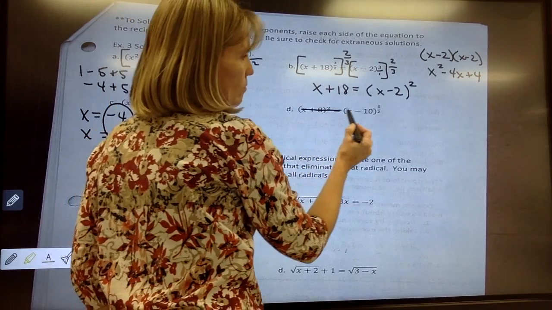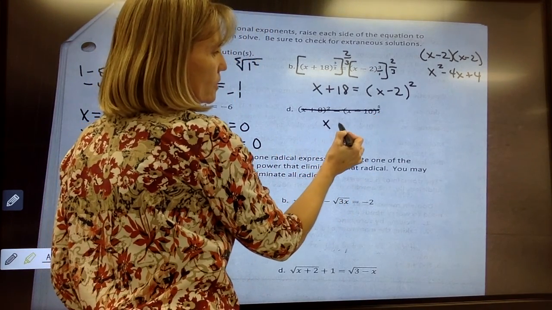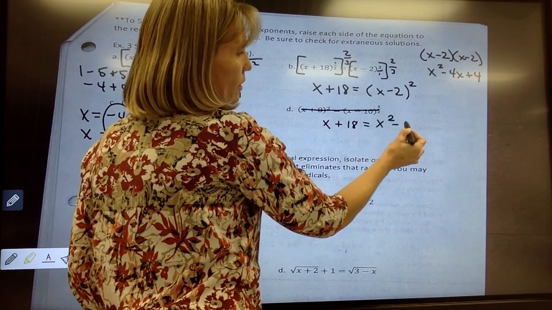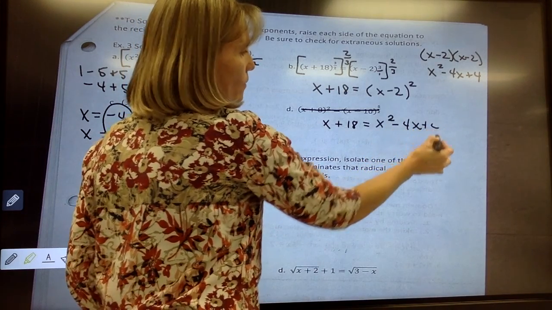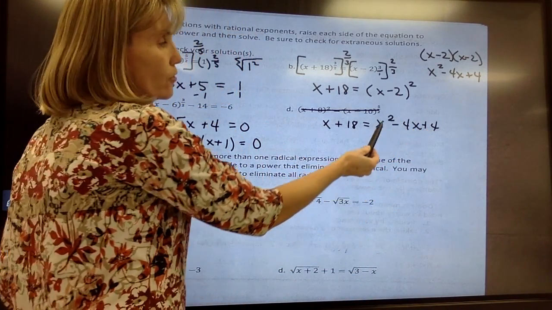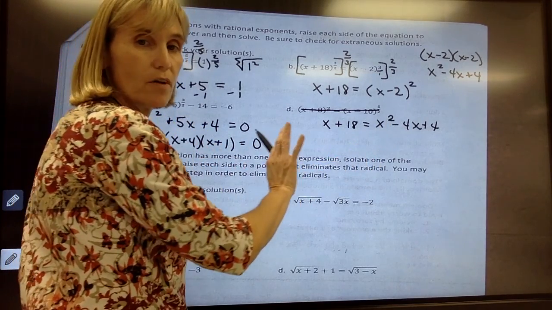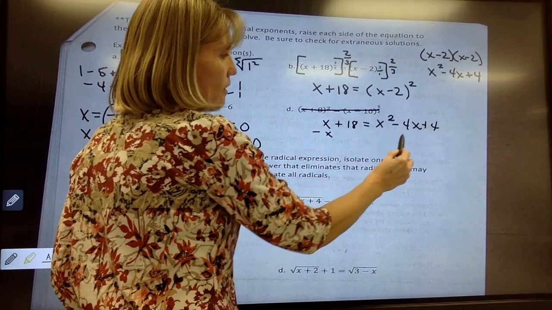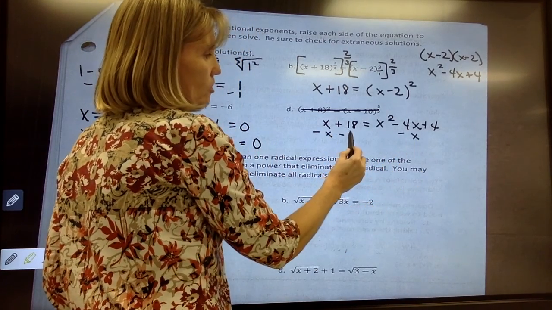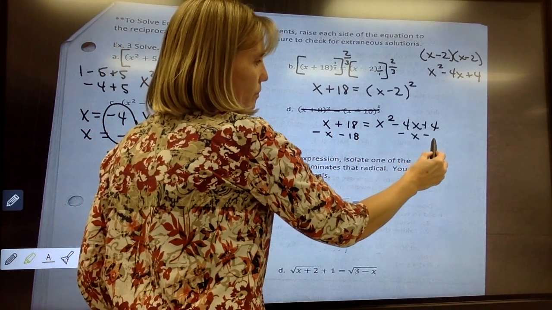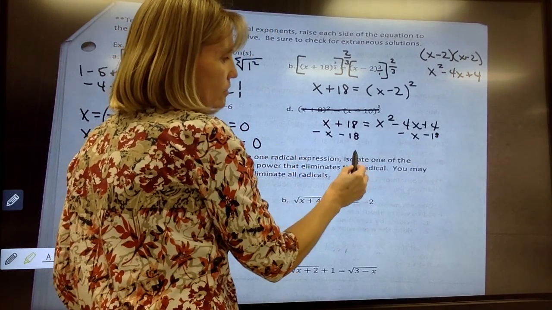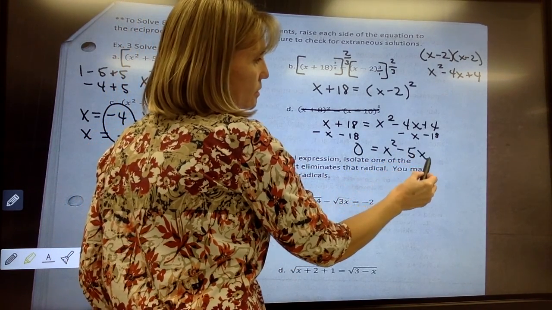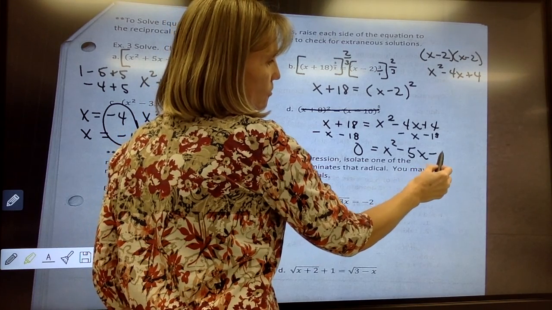Okay, I'm going to just go beyond this. So I'm going to have x + 18 = x^2 - 4x + 4. So what I'm left with is a quadratic. It's got a squared term, so I've got to move everything to one side and set it equal to 0. So I'm going to subtract an x, and I'm going to subtract the 18. So now I have 0 = x^2 - 5x - 14.